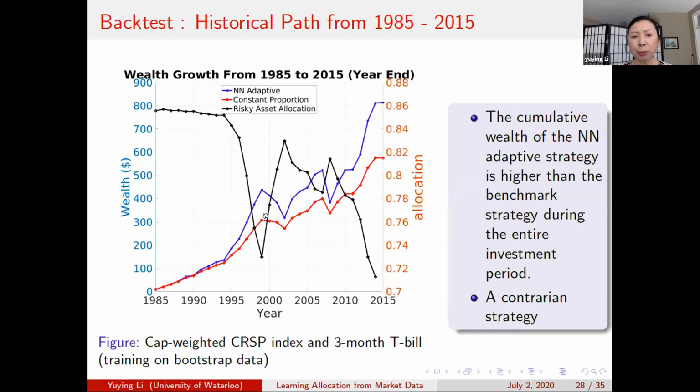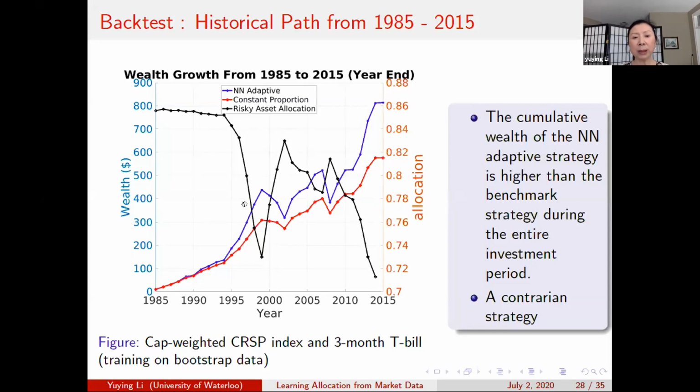Okay, let me start again. The red path is the wealth of the constant proportion strategy. The blue path is the wealth of the optimal stochastic outperforming strategy. The black curve, whose vertical axis is on the right, shows the allocation to the risky assets.